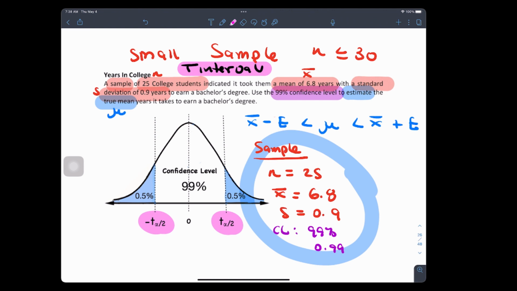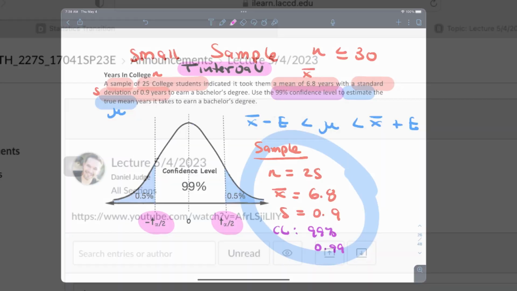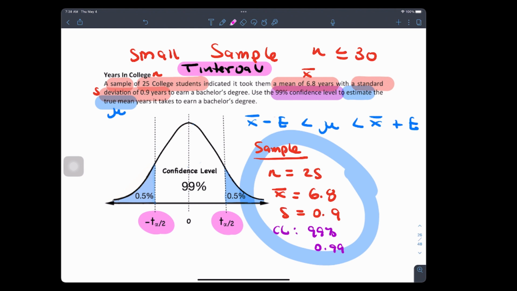What do you guys think? You just have to know what a small sample is. What's a small sample? Sample size under 30 there. 30 or less, really. All right. Sorry. Okay. Let's get that out of the way.